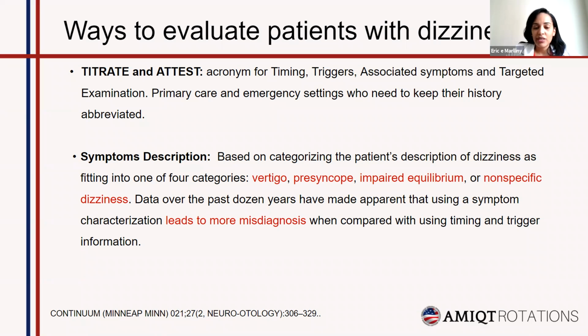So it's an older way to examine, and it's based on categorizing the patient's descriptions of dizziness as fitting into 1 of 4 categories: is it vertigo, is it presyncope, is it impaired equilibrium, or non-specific dizziness. But data from over the past dozen years made apparent that this can lead to more misdiagnosis, because sometimes it's hard for the patient to express how they feel the dizziness. So the latest studies show that it's better to compare timing, triggers, or associated symptoms to come up with some differential diagnosis.